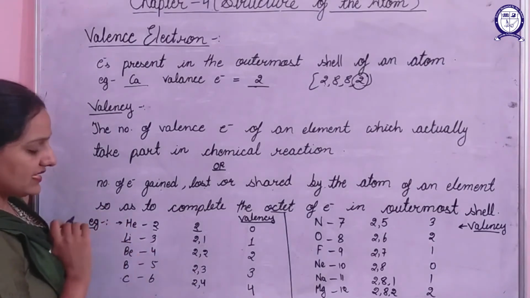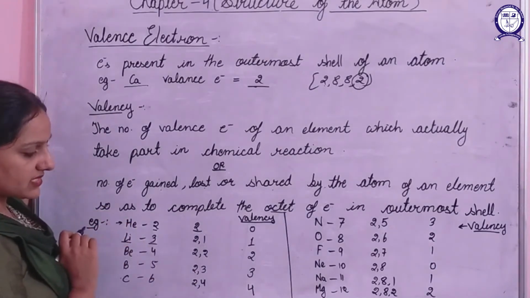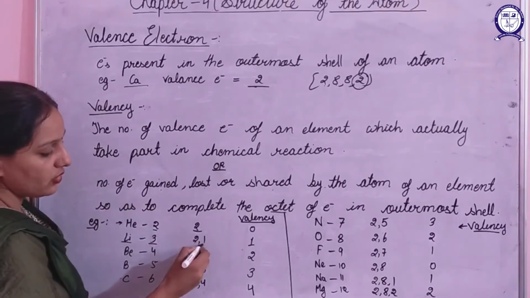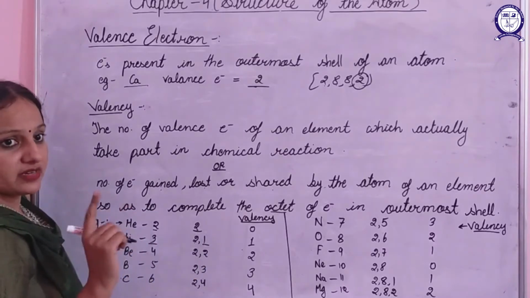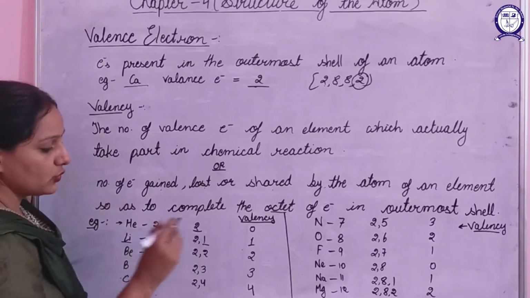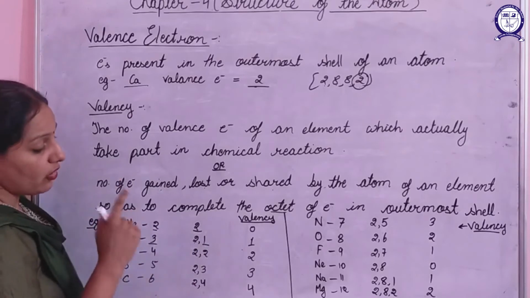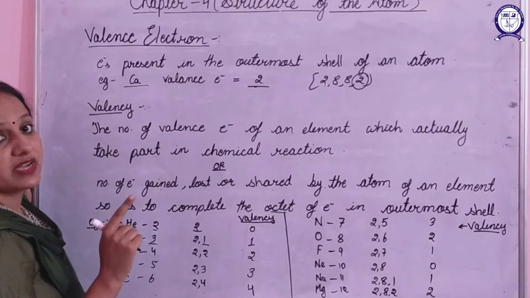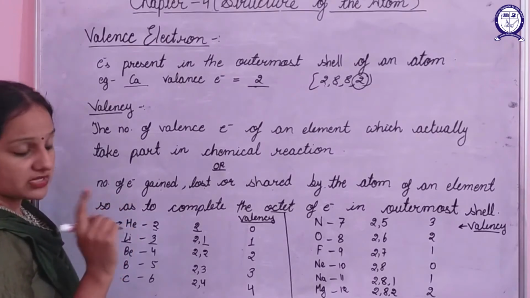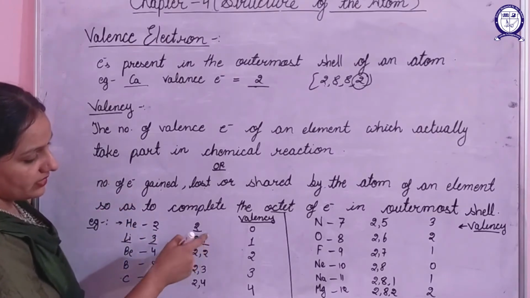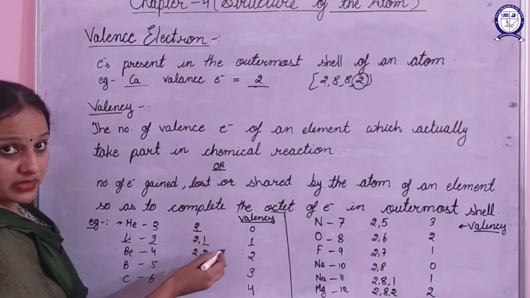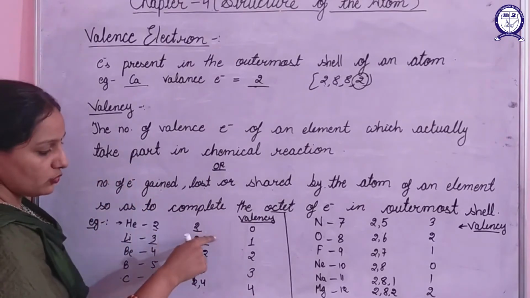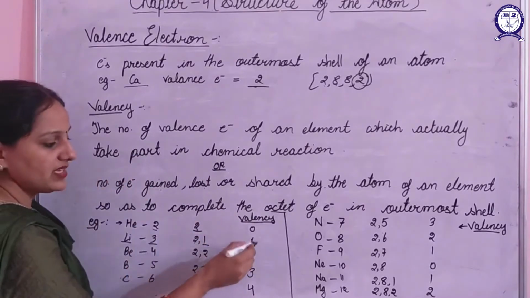If we talk about lithium, the atomic number of lithium is 3. Its configuration could be written as 2, 1. Now in this shell, a maximum of 8 electrons should be there according to the octet rule, but it is having 1. To obtain stability, either it requires 8 electrons in the outermost shell or it requires 0 electrons in the outermost shell. Now what is easy for it? To lose 1 electron or to gain 7 electrons? Obviously 1 electron, so it will lose 1 electron, that means its valency will be 1.